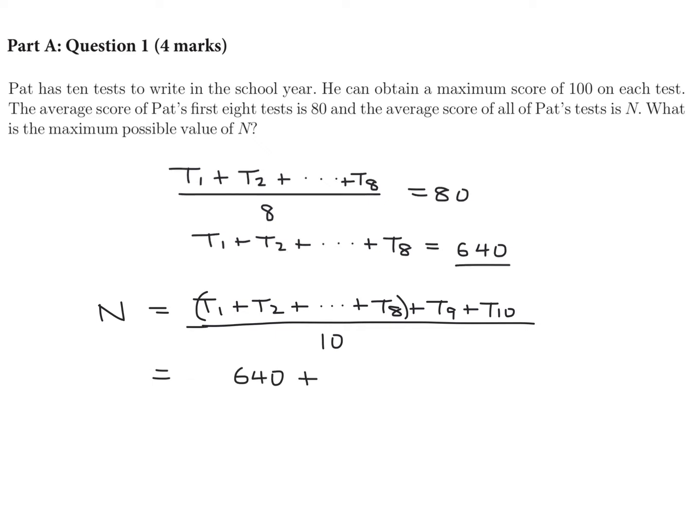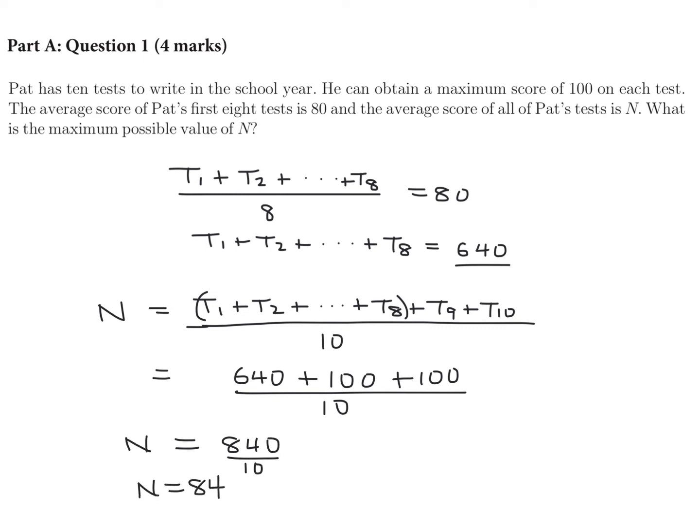Okay. Now, they want you to maximize n. To maximize n, I would maximize T9 and T10. Now, they tell me that the maximum score I can get on any test is 100, so make those 100. And then, of course, divide by 10. So this looks like 840 divided by 10, and therefore my n is equal to 84. That is the maximum value for n.